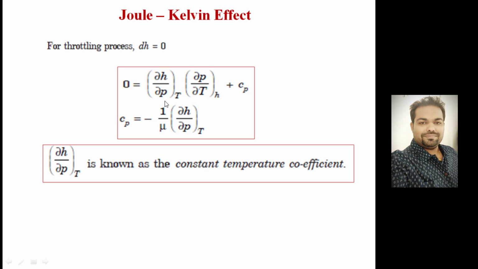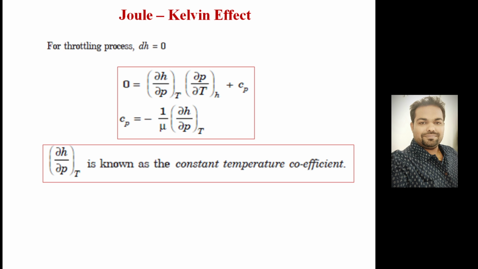Look at this term, dou H by dou P. This we can directly get from the curve, right? And what is this term? This term is your Joule Kelvin coefficient, dou P by dou T at H, right? Dou T by dou P at H is basically my Joule Kelvin coefficient. So this is the inverse of the Joule Kelvin coefficient. So I expressed here Cp is equal to minus 1 divided by mu times dou H by dou P at T, where dou H by dou P at T is known as the constant temperature coefficient. Like that you can derive the expression for the Joule Kelvin coefficient, right?